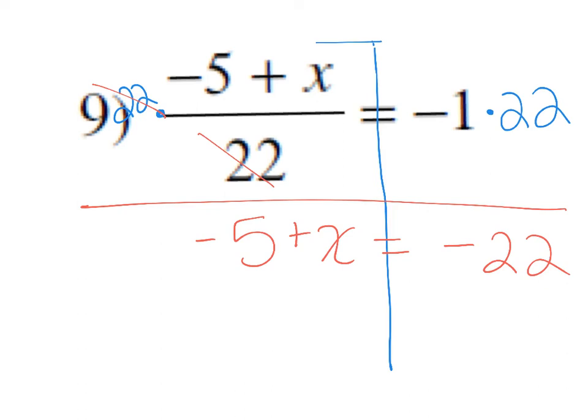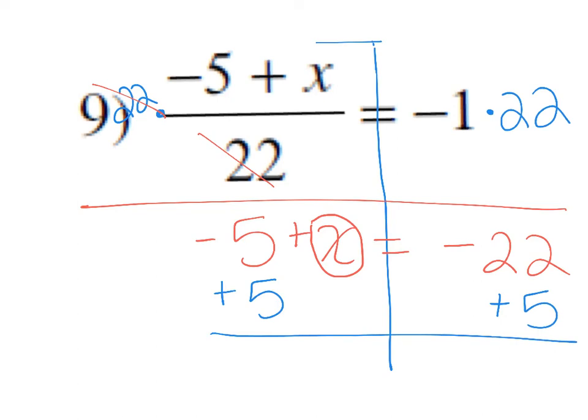And now I just want to isolate x. So to cancel that negative 5, I'm going to add 5, and I'm left with x equals negative 17, because it's a negative 22 plus 5. I have more negatives than I have positives, so I know my answer is negative. 22 take away 5 is 17, to get a final answer of negative 17 equals x.